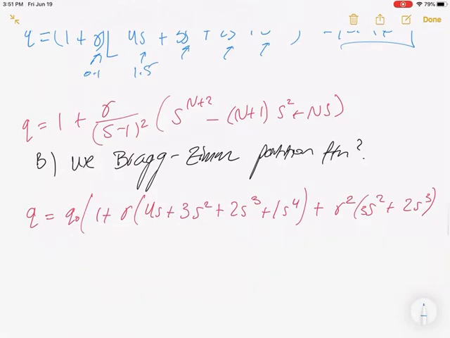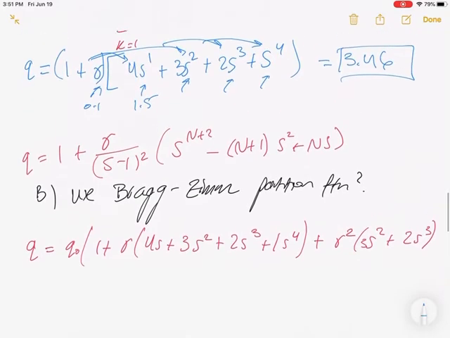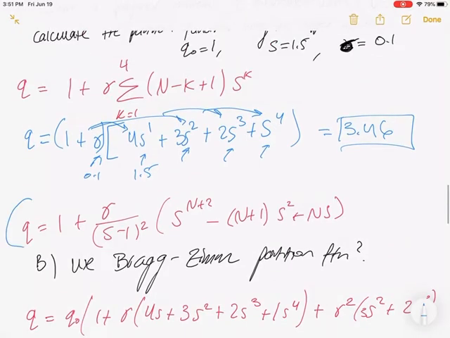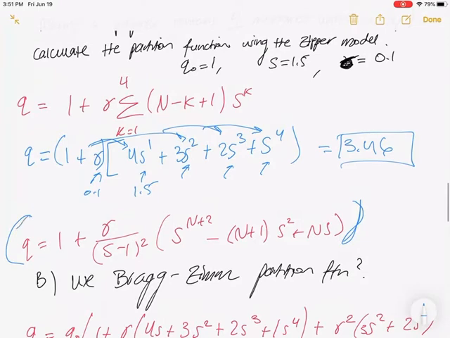And then the next question asks to use the Bragg-Zimm model to calculate the partition function. So here, actually let me go back a bit. So here in red is another way to solve this problem for the zipper model. Depending on your exam, you may need to memorize this bottom one. Otherwise, you could just use the top one to derive it. This would give 3.46 as well.